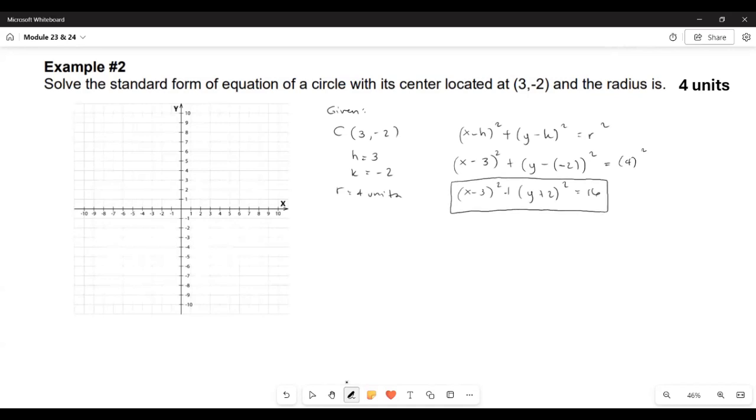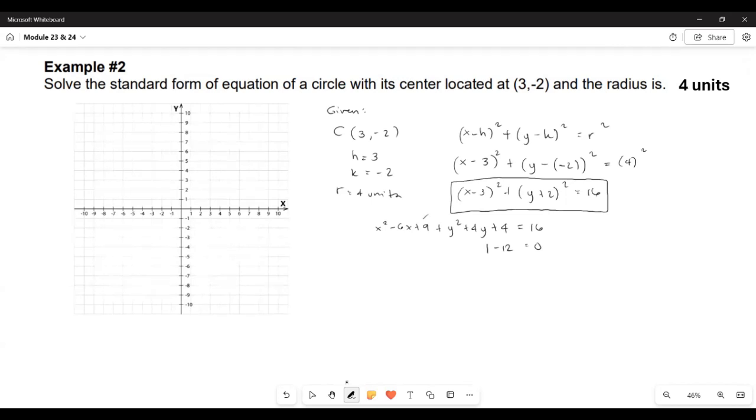Hindi man siya pinapahanap, try din nating hanapin yung ating general form. Gaya ng sabi natin kanina, makukuha natin yung general form from the standard form of equation by simply expanding. Itong portion na to, yung (x minus 3) squared, alam natin ang value niyan is x squared minus 6x plus 9. And then yung (y plus 2) squared natin is just equal to y squared plus 4y plus 4, is equal to 16. Yung 16, lipat natin dito sa left side, magkakaroon tayo ng -12. Parang 4 minus 16, -12. But don't forget, meron ka pang 9 doon sa dulo.